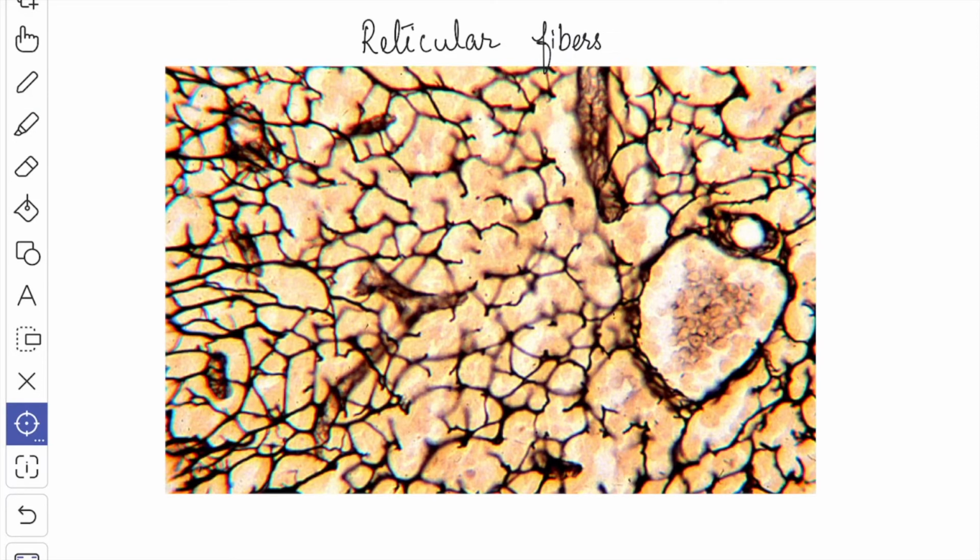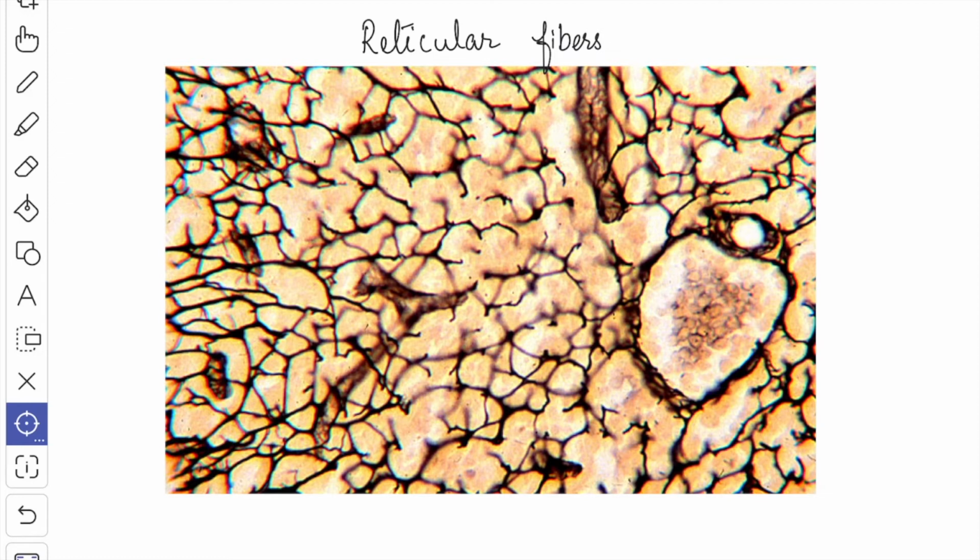Next we'll see about the reticular fibers. These fibers are a variety of collagen fibers, and they are composed of collagen type 3, and they show periodicity, that is the striation of 67 nanometer, and they differ from the typical, that is the type 1 collagen fibers, as follows. They are much finer and they have uneven thickness, and they form a network by branching and by anastomosing with each other. They do not run in bundles.